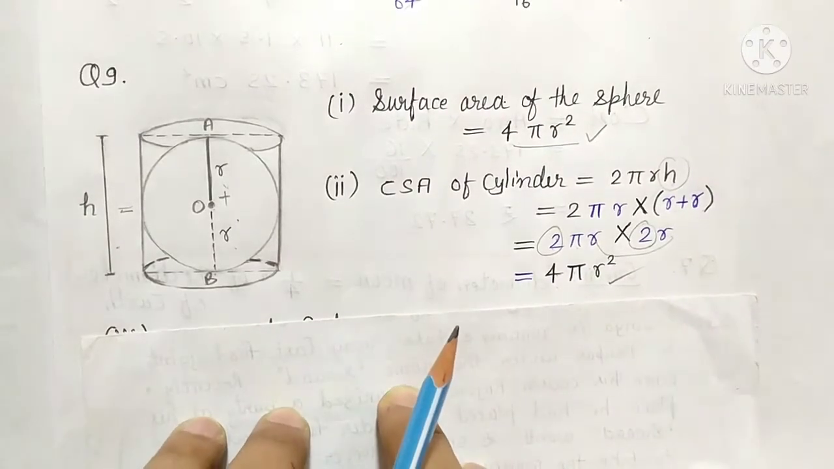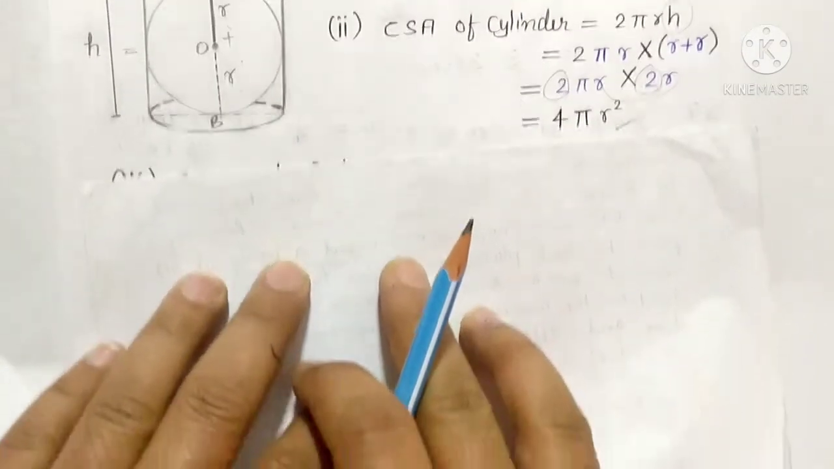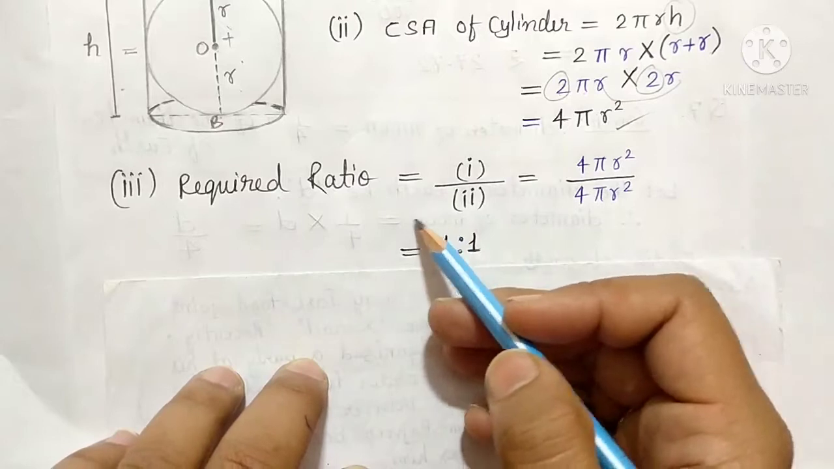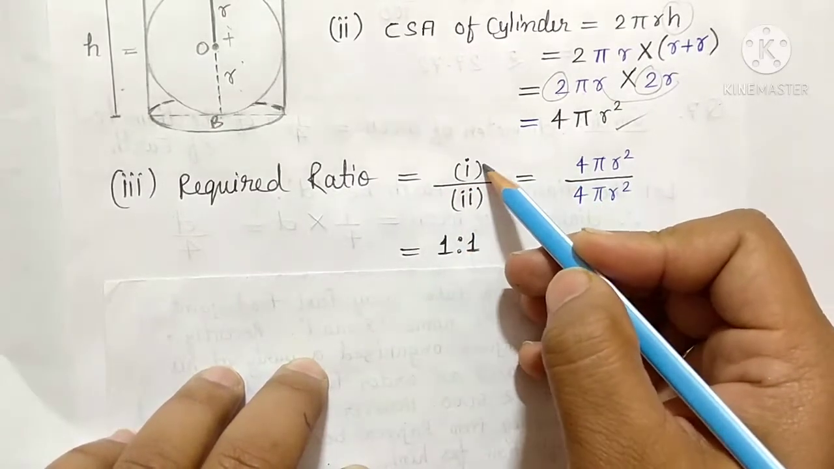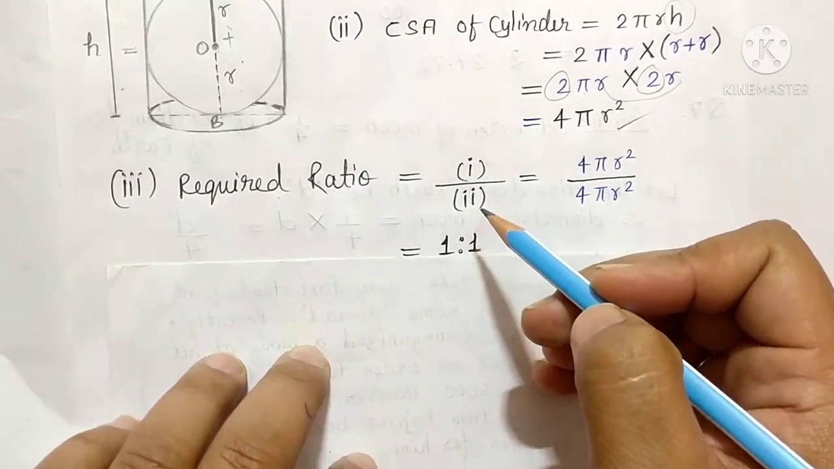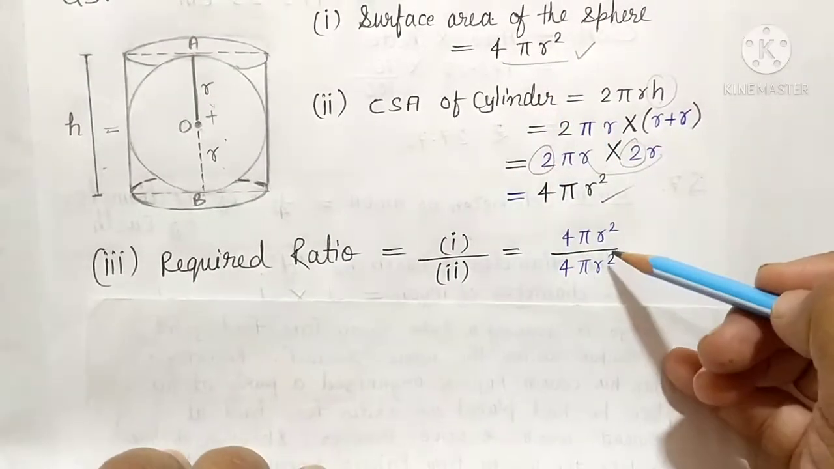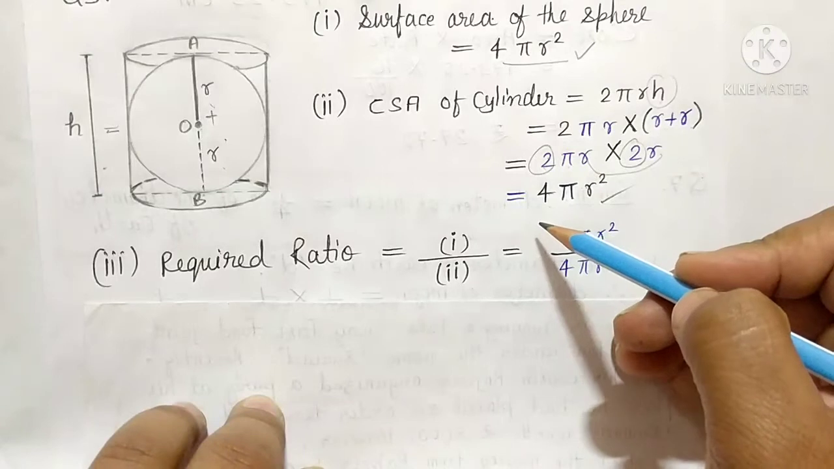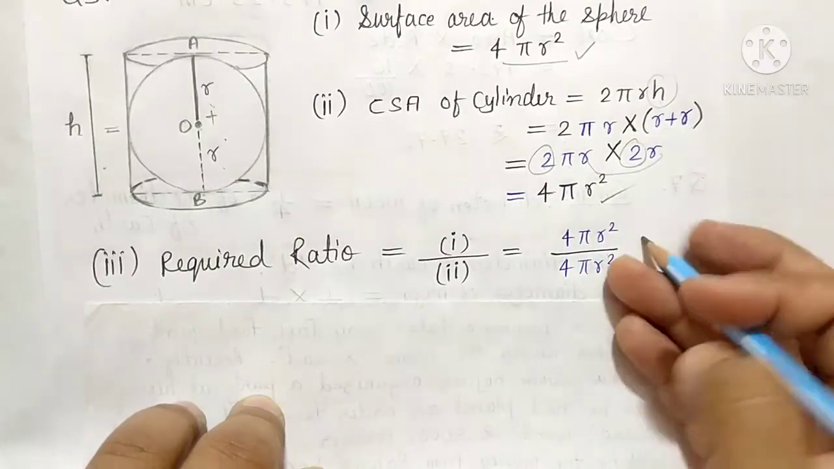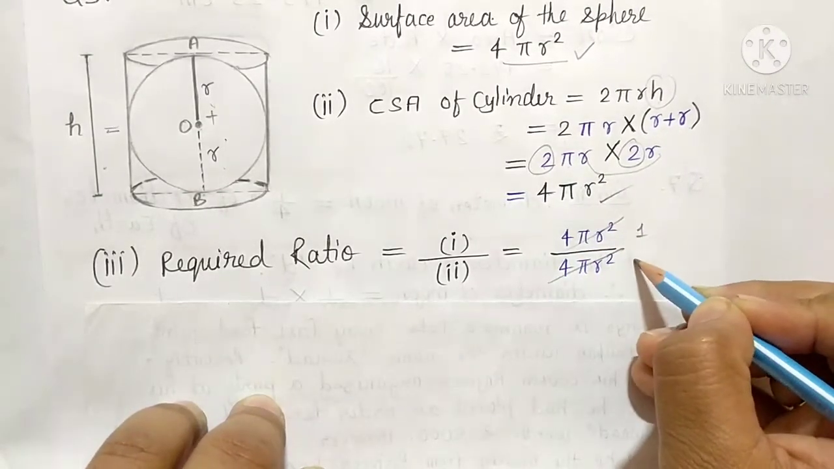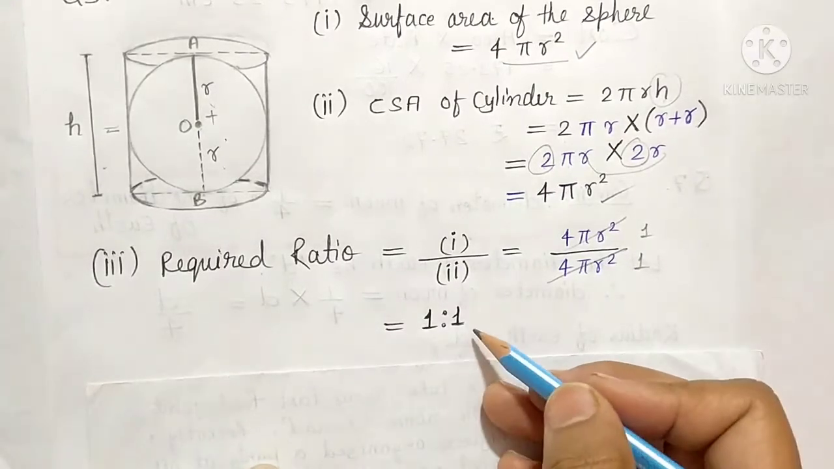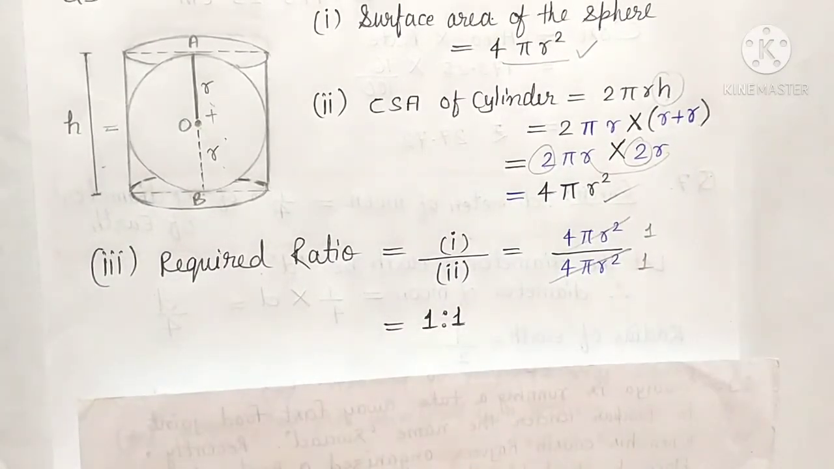Now at last we have to find the ratio of these areas. The required ratio is the area we obtained in the first part divided by the area we obtained in the second part. The area in the first part is 4 pi r square, and the area in the second part is also 4 pi r square. So it will cancel, 1 by 1 and 1 by 1, and it comes 1:1. This is the required ratio, and here we have completed our exercise 13.4.